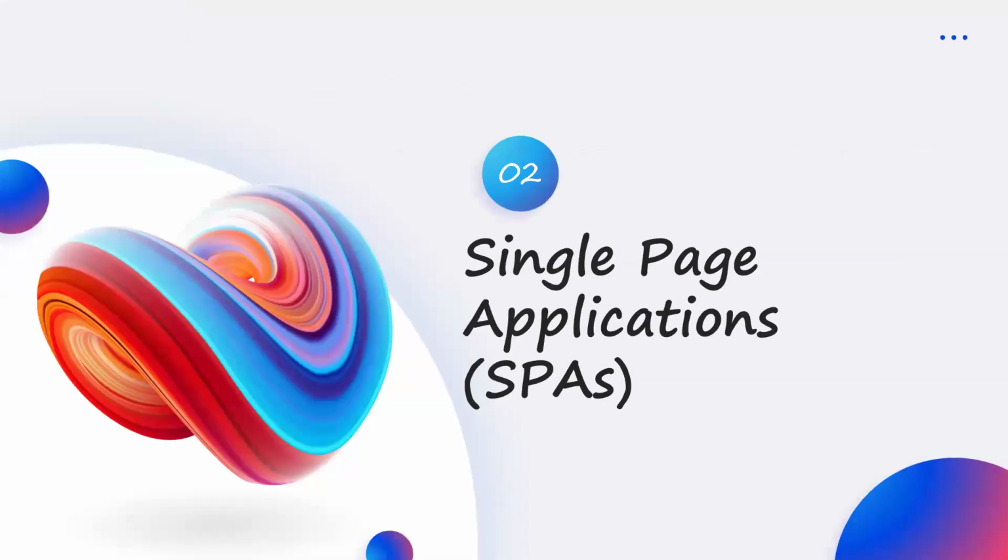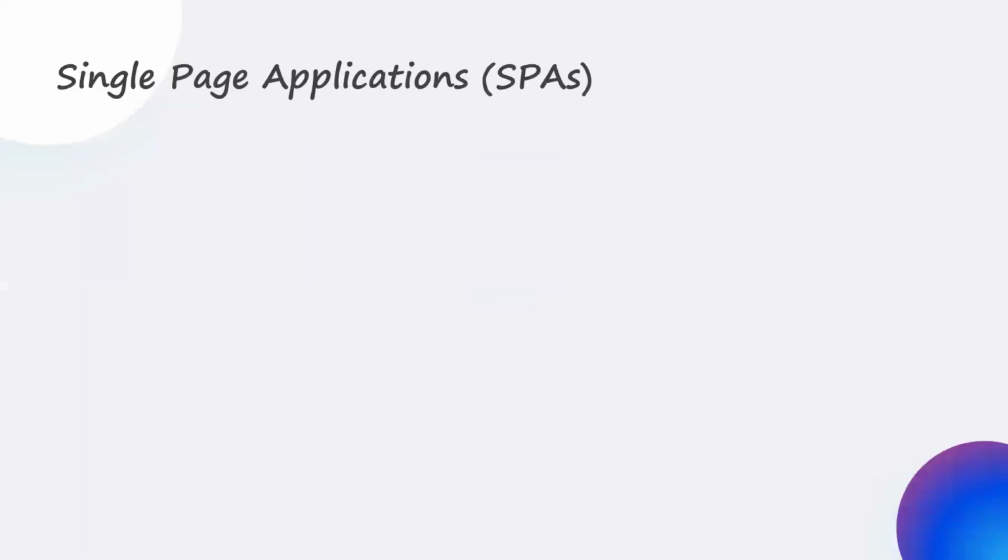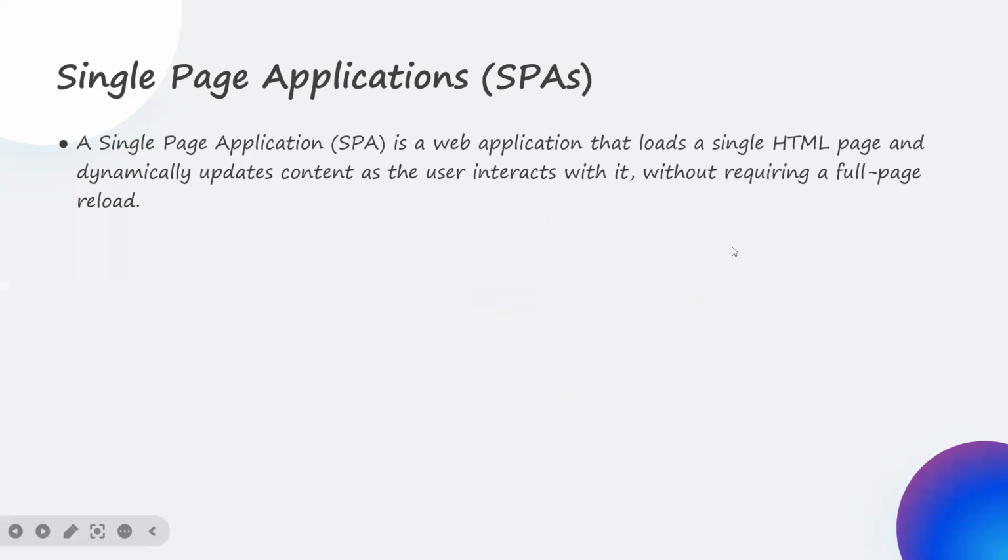So let's go to single-page applications. That's the main reason why we are here, because we are talking about React. React is one of the libraries that we use to create single-page applications. We also have Angular, we also have Vue.js. So what is a single-page application? It is basically the opposite of the multi-page application. It's a web application that loads a single HTML page, and then it dynamically updates the content as the user interacts with it without requiring a full page reload.